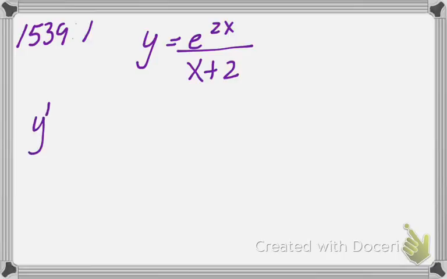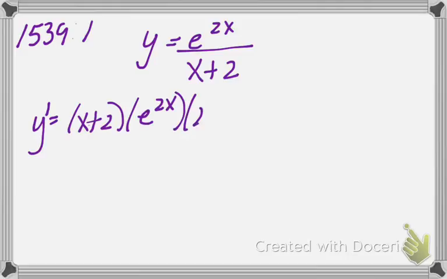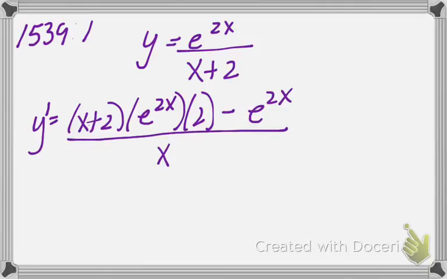So it's going to be a quotient rule, and it's the bottom times the derivative of the top. The derivative of e to the something is e to the something times the derivative of the something. So you have the bottom times the derivative of the top minus the top times the derivative of the bottom, which is just 1. And it's all over the bottom squared. So that doesn't match any of the choices, so we're going to have to simplify a little bit.